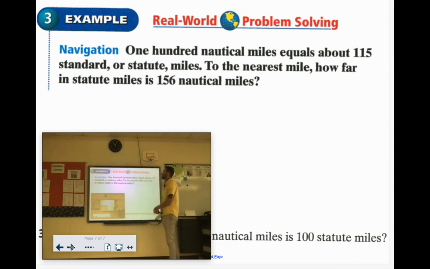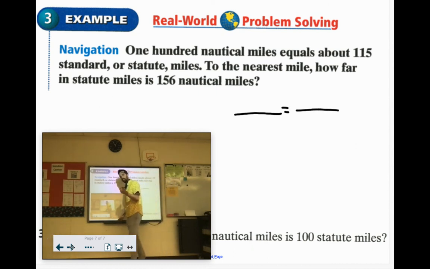So 100 nautical miles equals about 115 standard or statute miles. To the nearest mile, how far in statute miles is 156 nautical miles? Okay, we're setting up a proportion. Again, as long as you are consistent with the order you set it up in, you're fine.